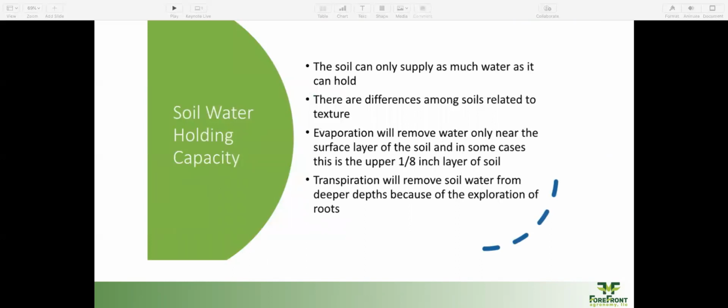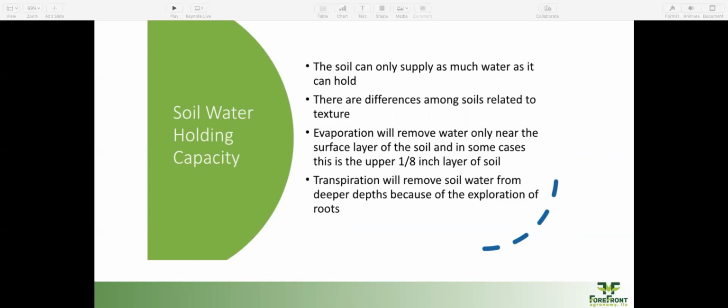But keep in mind that the soil can only supply as much water as it can hold. It's like taking a cup of water: when it's full and you pour more water on it, you're not getting any good out of it. You're just making a mess. And it's really no different with how we manage our irrigation, and understanding what that soil can hold is very critical with how we will manage that irrigation going forward.